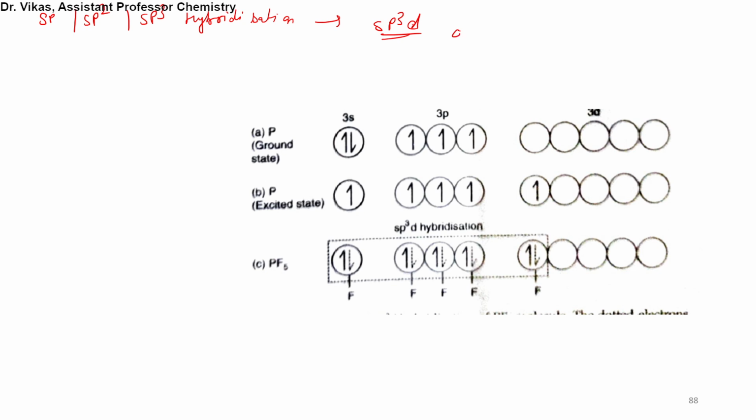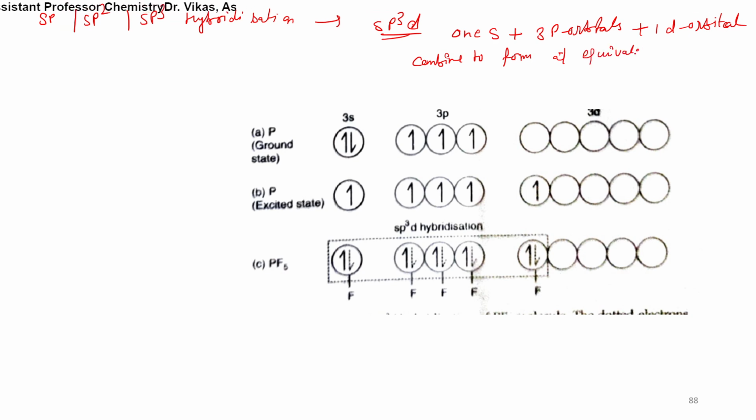In sp3d hybridization there is one s, three p orbitals and one d orbital combine to form five sp3d hybrid orbitals of equivalent energy. Okay.